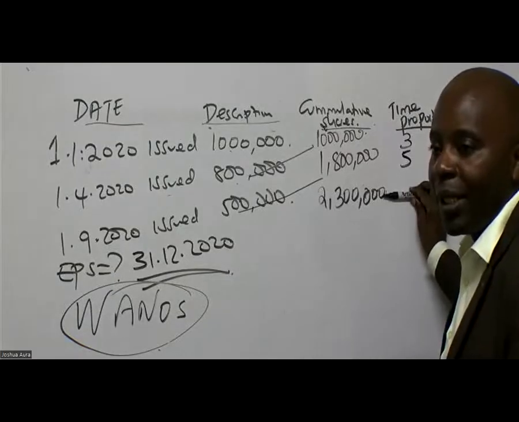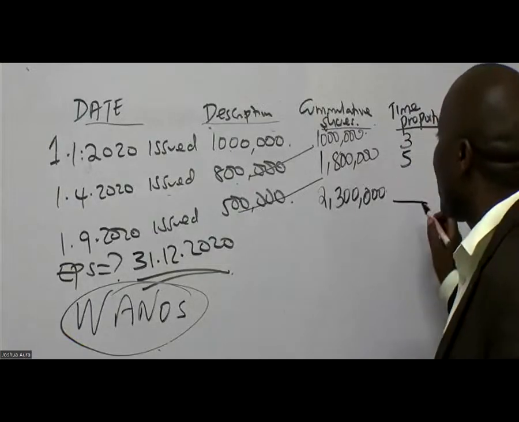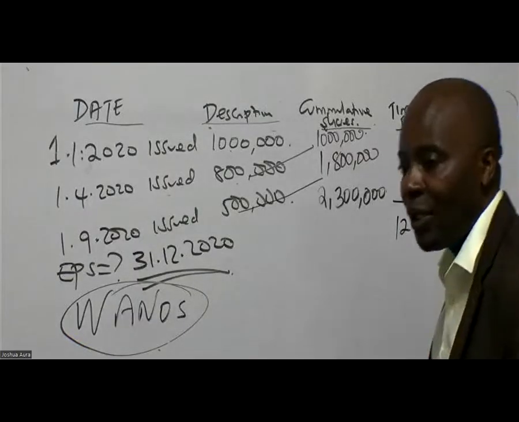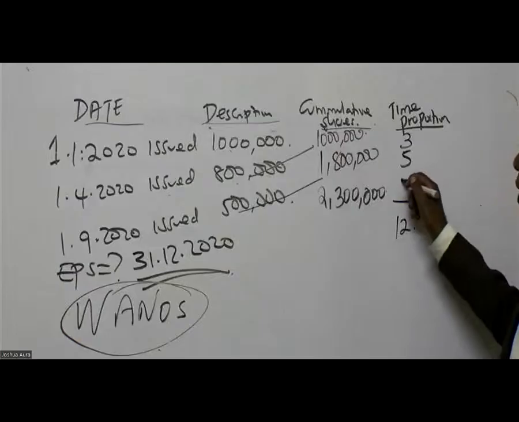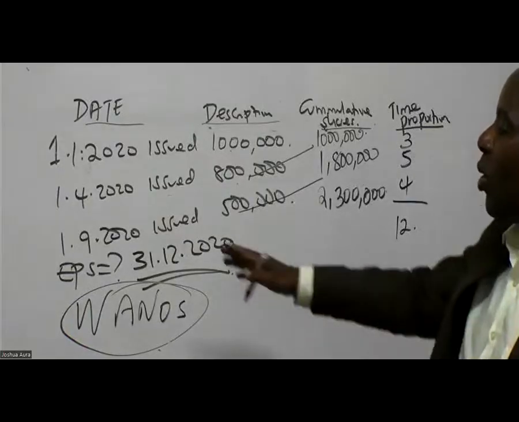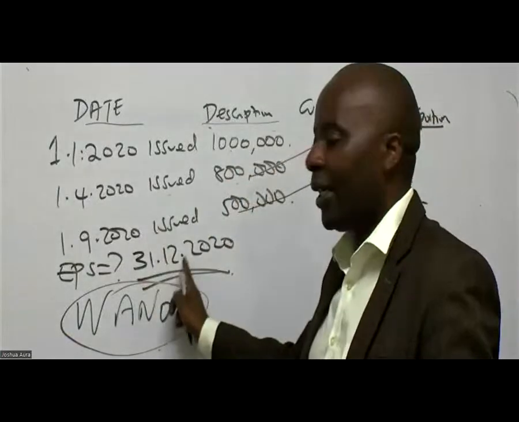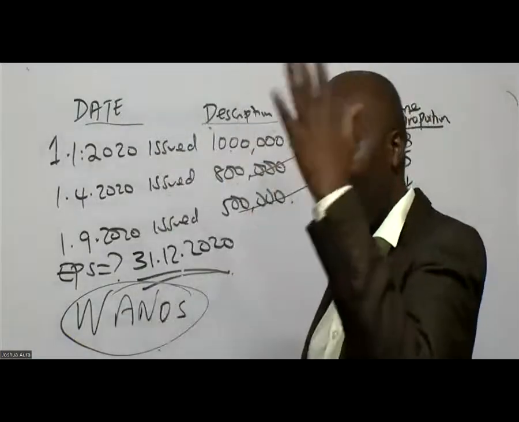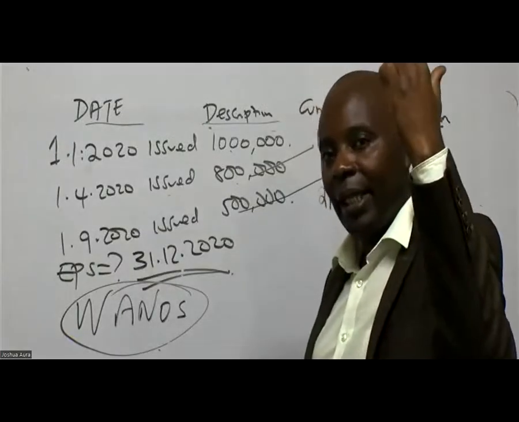Because we only had 3 transactions in the year, for the last transaction you don't count the number of months, because normally we account for a whole year. The last transaction is always the balancing figure, to make it 12. The balancing figure here is 4. Alternatively, you can count September, October, November, December, up to the end of December. There are 4 months.